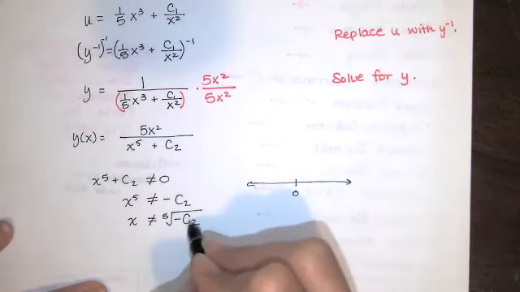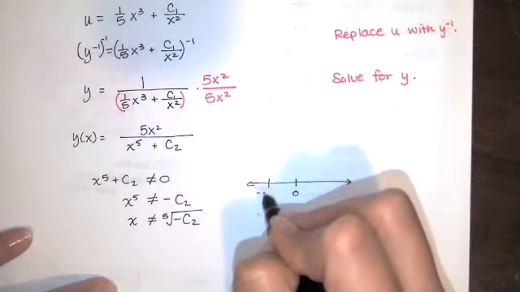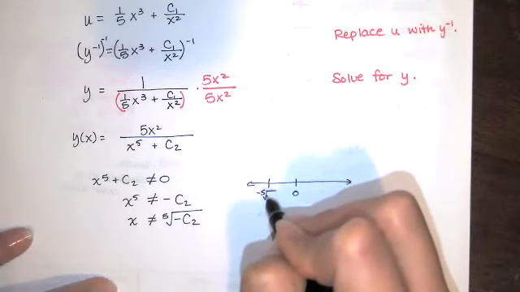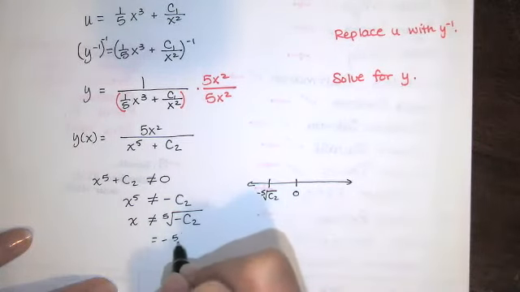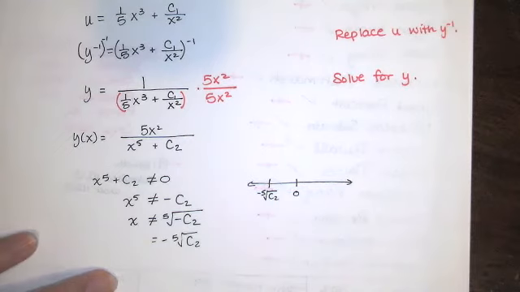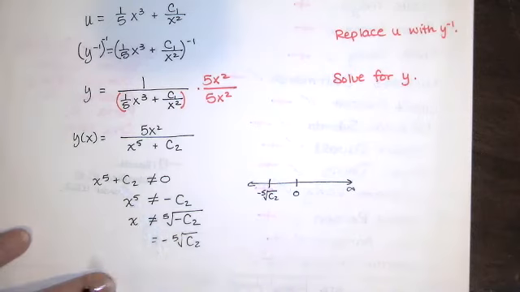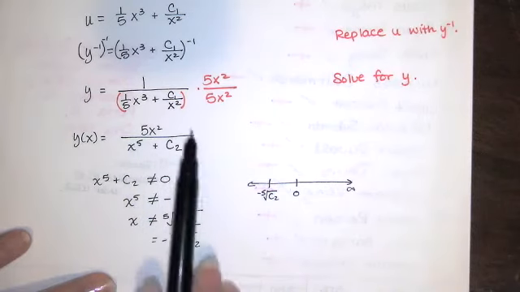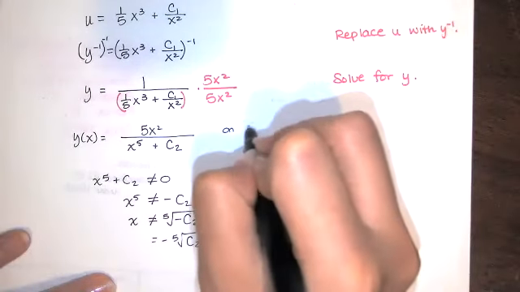If C2 is positive, so that this is the 5th root of a negative number, and then we end up with this negative 5th root of C2 over here, because the 5th root of a negative is a negative. Then the interval would be 0 to infinity, because this will be well defined as long as we're greater than 0. So that's one possibility.